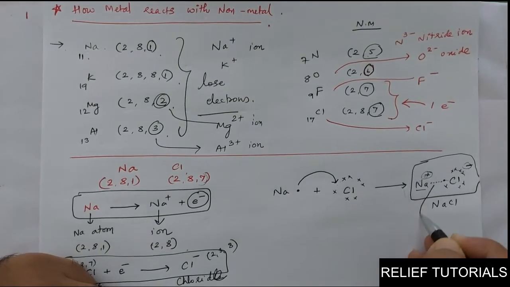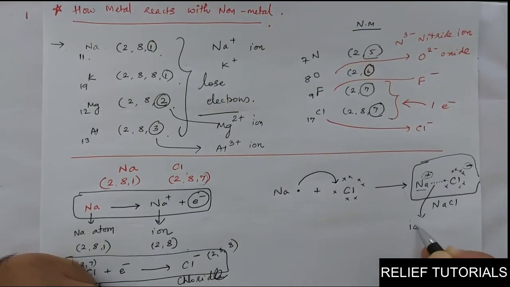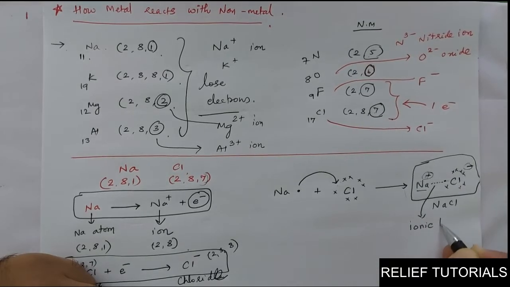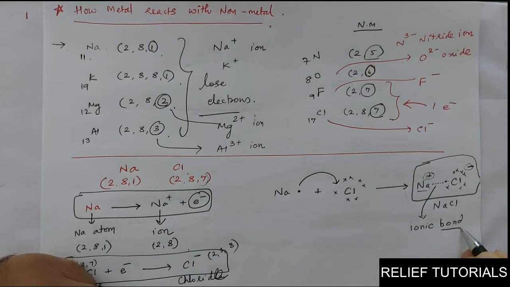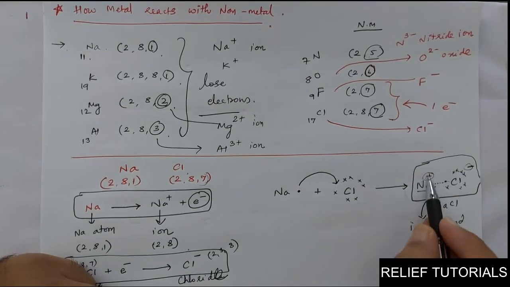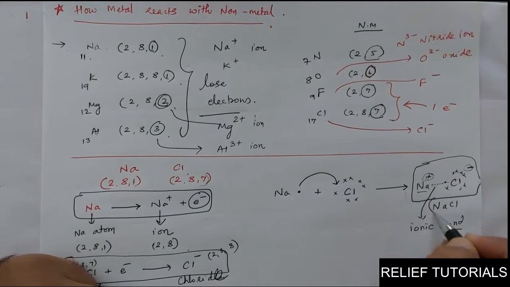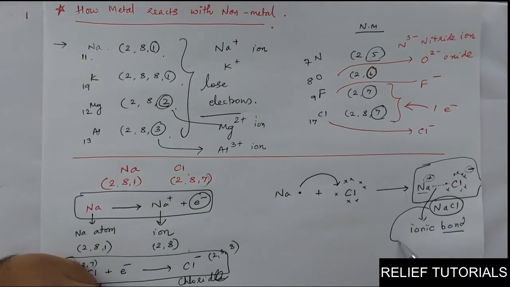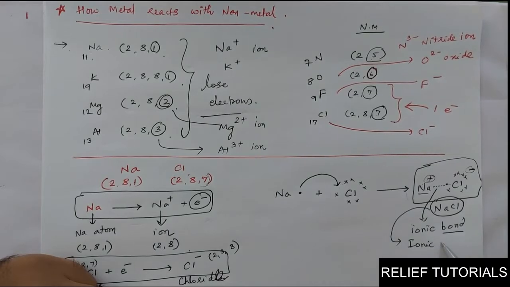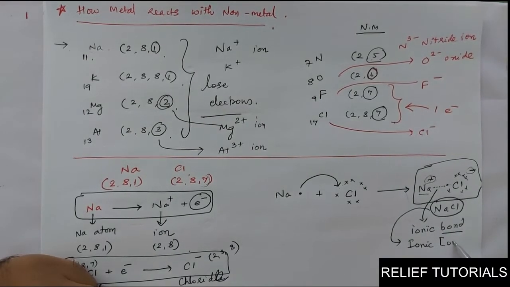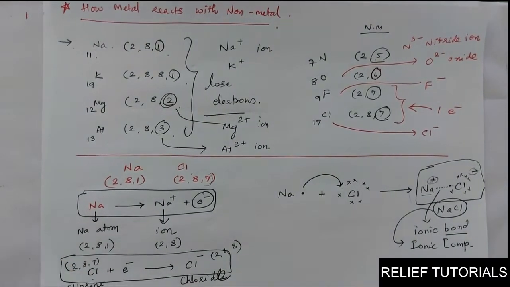This force of attraction between these two is called an ionic bond. The word bond here represents force of attraction. Ionic bond because of what? Because there are oppositely charged ions. So this is called an ionic bond, and such compounds which are formed by exchange of electrons are called ionic compounds.